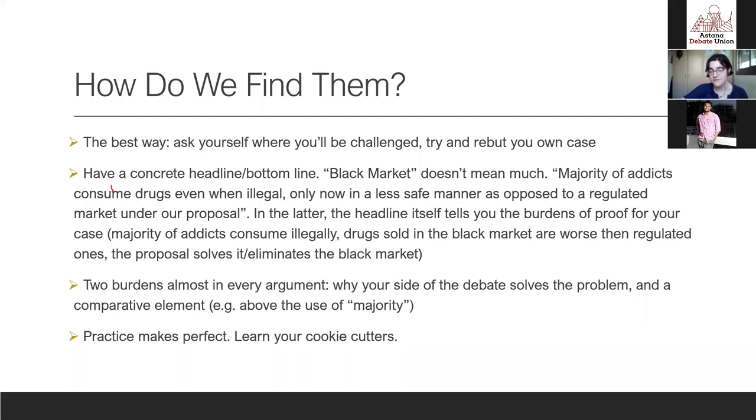What would be the burdens of proof for a black market argument? Does anyone have the idea of what the burdens are off the top of your head without reading through the screen?